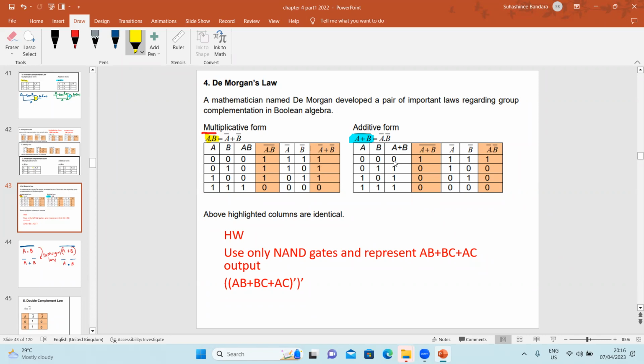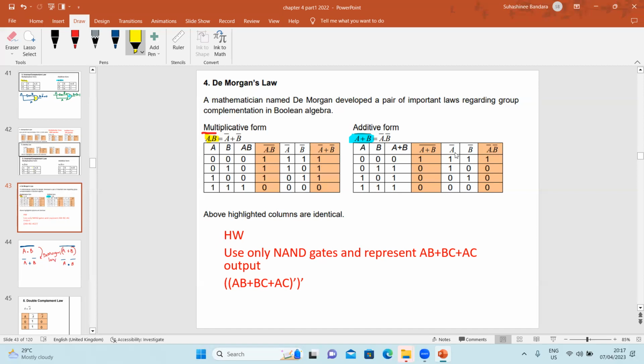So here, A, B, normal process: 0 0, 0 1, 1 0, 1 1. A plus B, addition of these: 0 plus 0, 0. 0 plus 1, 1. 1 plus 0, 1. 1 plus 1, 1. A plus B bar means the opposite of this column: 1, 0, 0, 0. Then A bar, the opposite of column A: 0, 0 means 1, 1. Then 1, 1 means 0, 0. Then this column B bar: 0 and 1, 1 and 0.